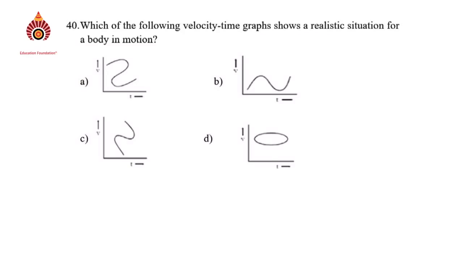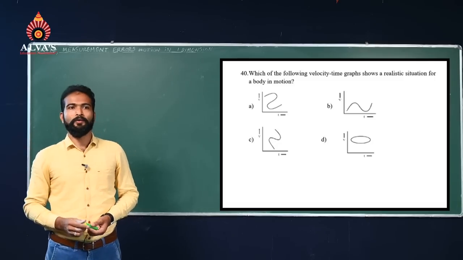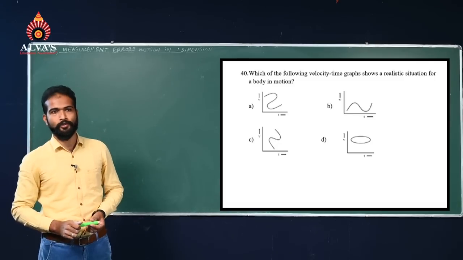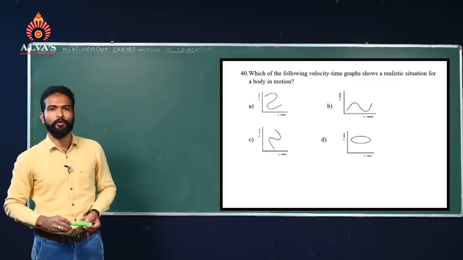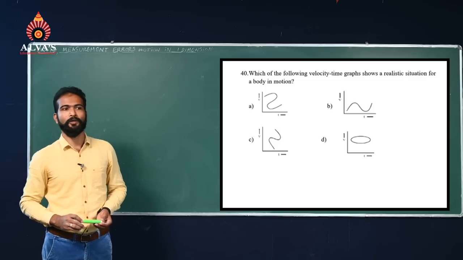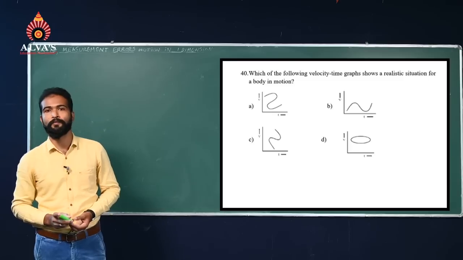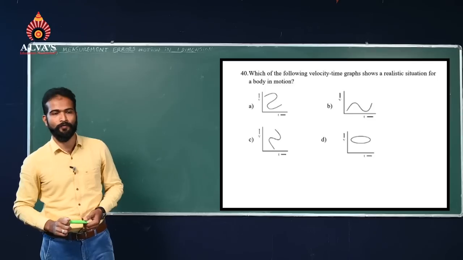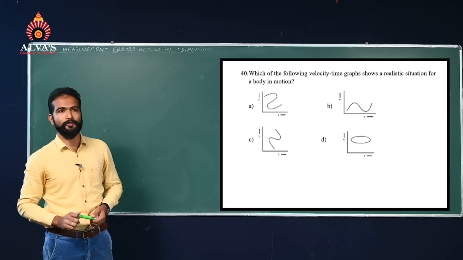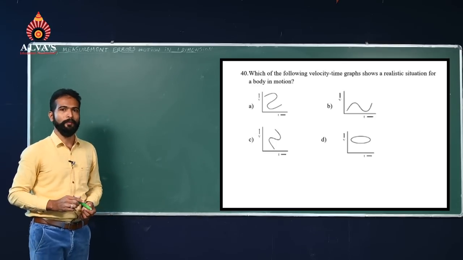40. Which of the following velocity time graphs shows a realistic situation for a body in motion? All 4 graphs are velocity time graphs. At a given time, there should be only one value for the velocity. If you look at option A, take any one time, there are 2 values for velocity. Option A is wrong. Look at option C. If you take any one time, there is a possibility of having 2 values of velocity. Look at option D. There also, for a given time, there are 2 values of velocity. Only option B is a right choice because at a given time, it has only one value of velocity. Option B will be correct.